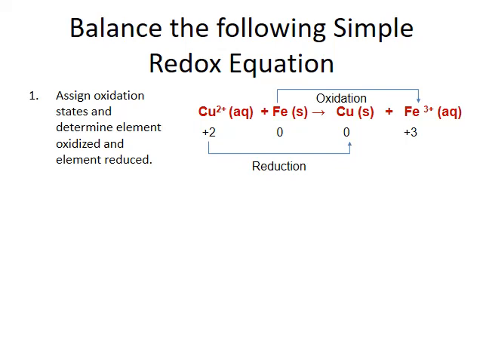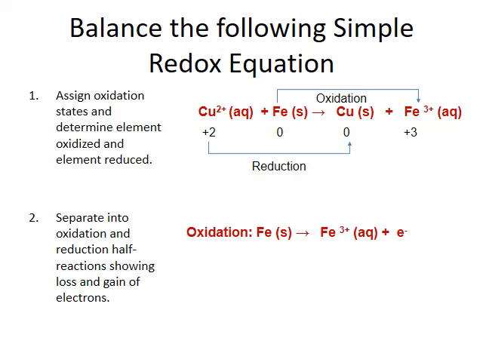The next step is to separate this reaction into smaller half reactions. And for the first half reaction, we'll take the element being oxidized, iron, and separate it out. We'll keep elemental iron as the reactant and the ion as the product, but we'll add electrons to the product side, showing that the neutral metal had to lose electrons to become the positively charged cation. And we use a lowercase e with a negative superscript to indicate the charge on the electrons.